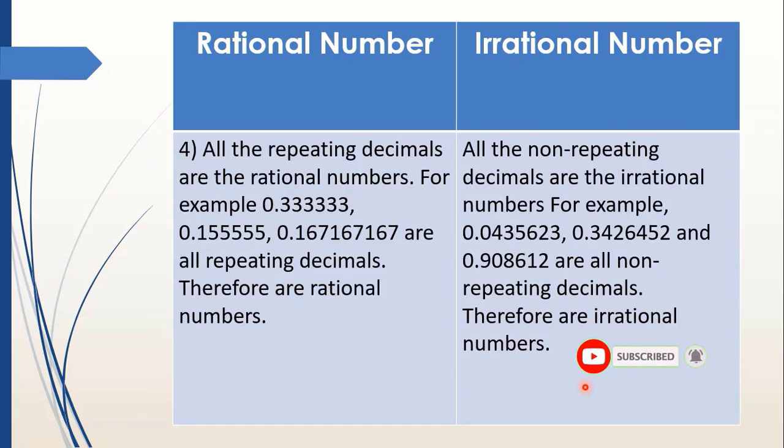The third point is decimals. Repeating decimals are rational numbers and non-repeating decimals are irrational numbers. So these are the basic differences between rational and irrational numbers to identify which number is rational and which number is irrational.